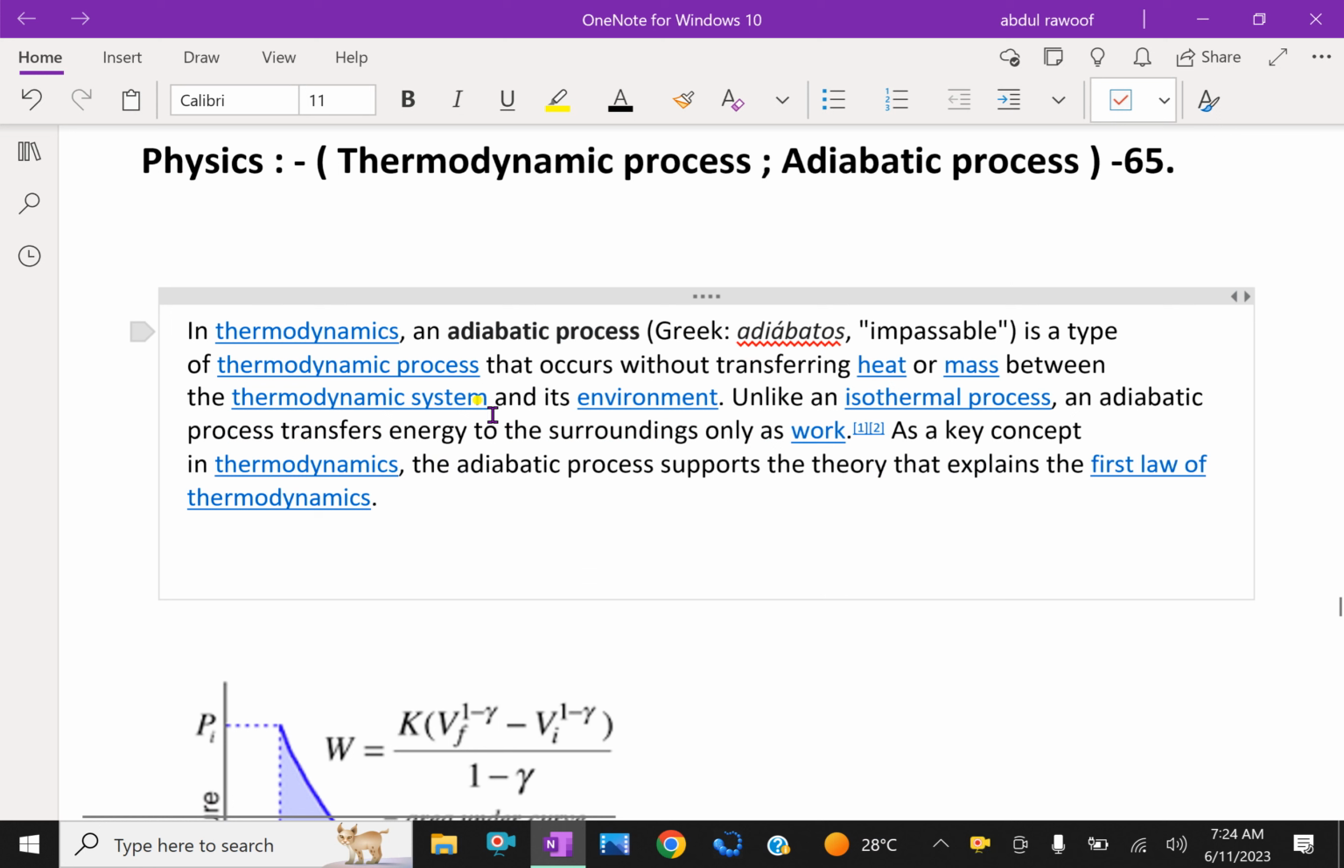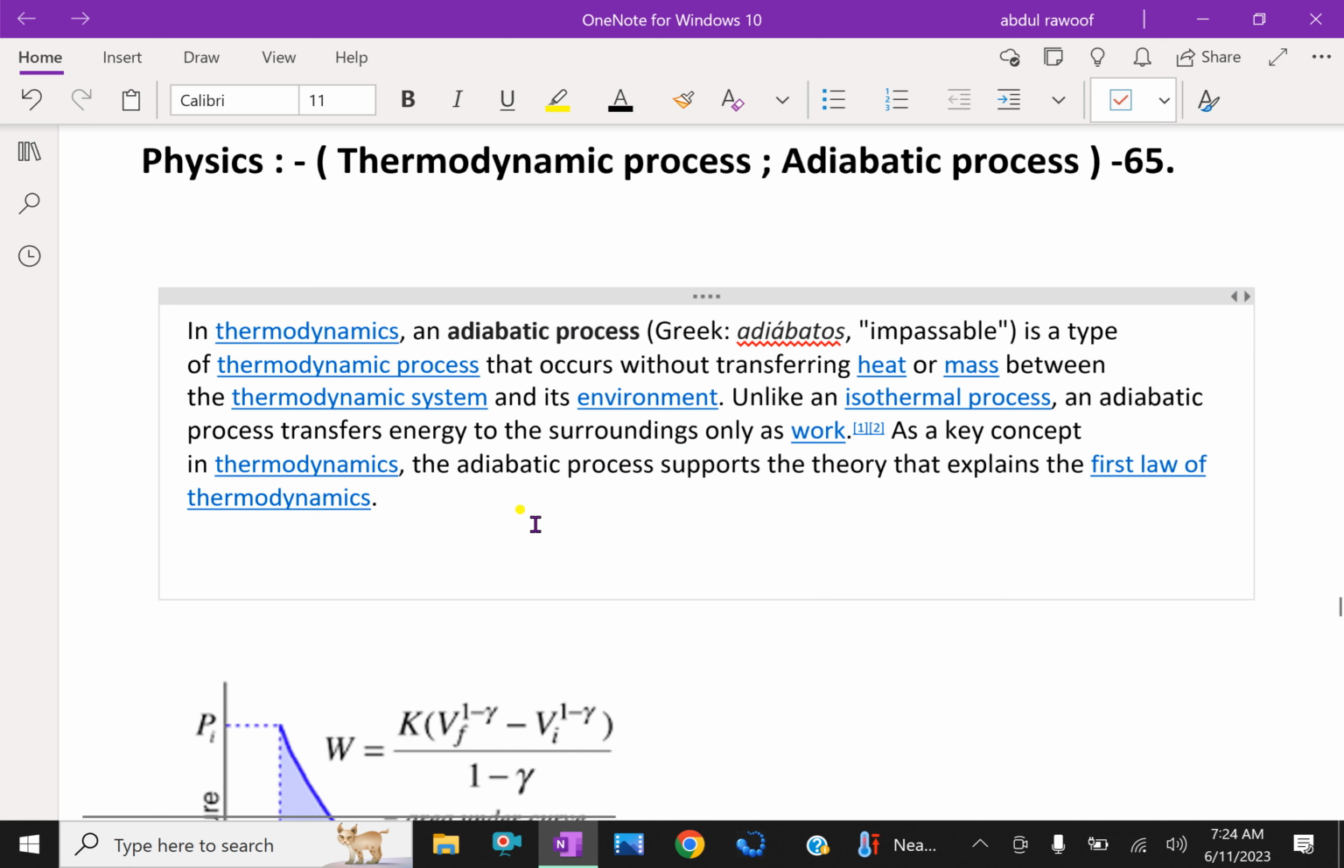In physics, regarding thermodynamic processes, let us discuss the adiabatic process. In thermodynamics, an adiabatic process is a type of thermodynamic process that occurs without transferring heat or mass between the thermodynamic system and its environment. Unlike an isothermal process, an adiabatic process transfers energy to the surroundings only as work. As a key concept in thermodynamics, the adiabatic process supports the theory that explained the first law of thermodynamics.